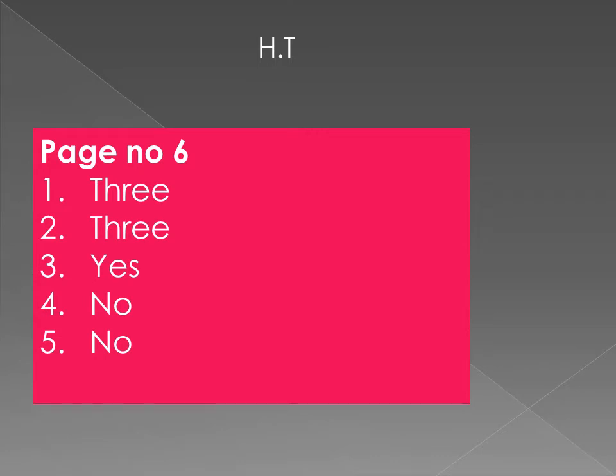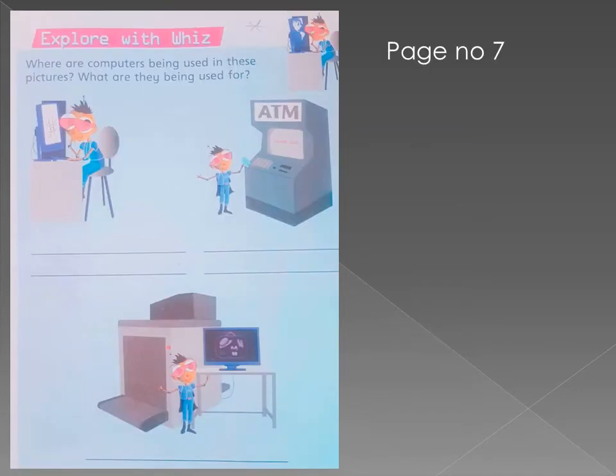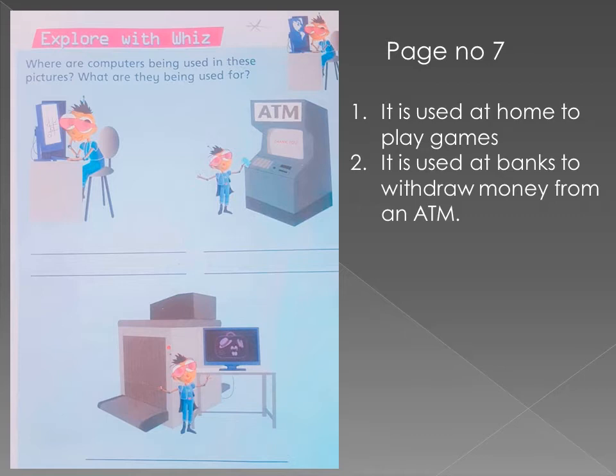My dear students, now open page number 7. Explore with Viz. Where are computers being used in these pictures? What are they being used for? In the first picture, as you can see, Viz is playing a game. So, it is used at home to play games. In the second picture is an ATM and Viz is standing over there. So, it is used at banks to withdraw money from an ATM.